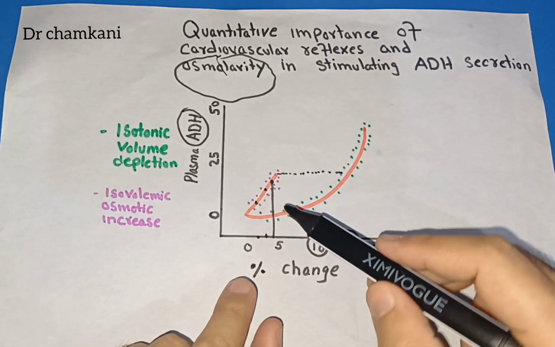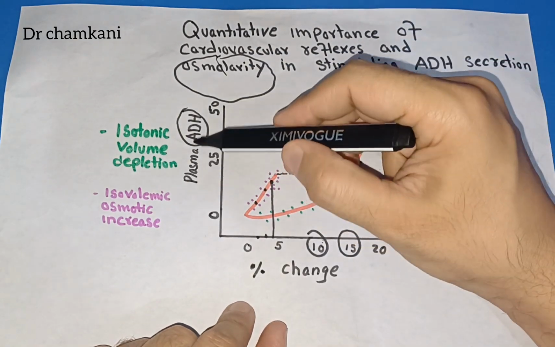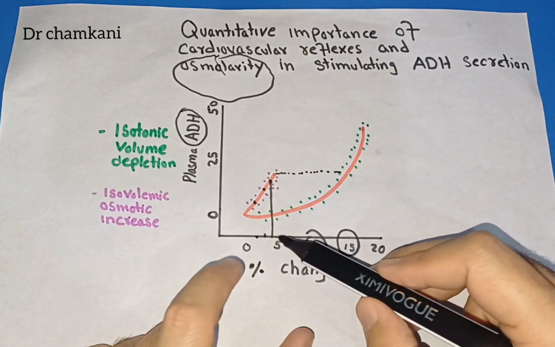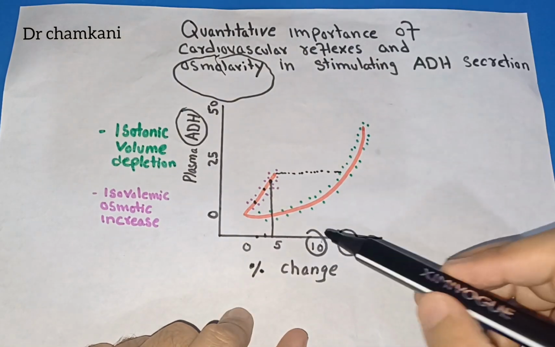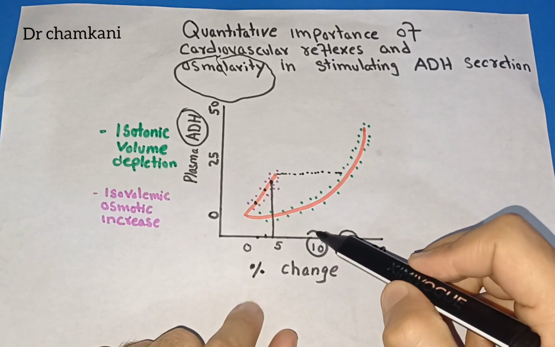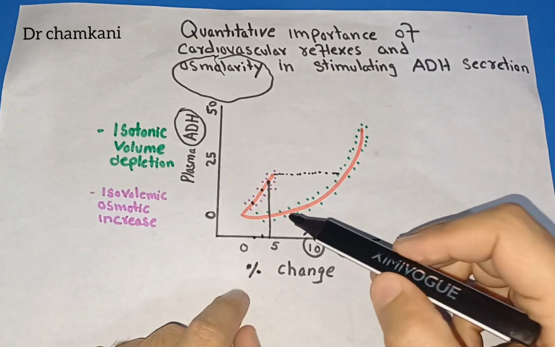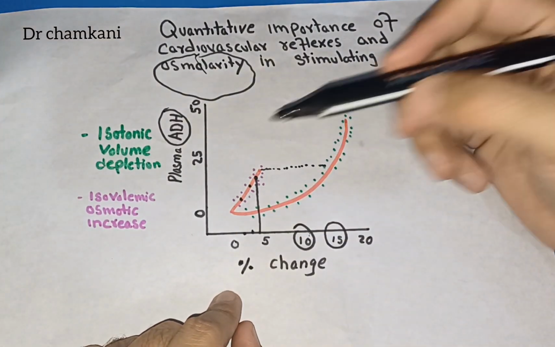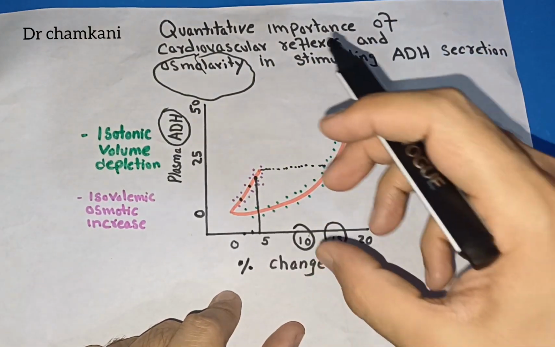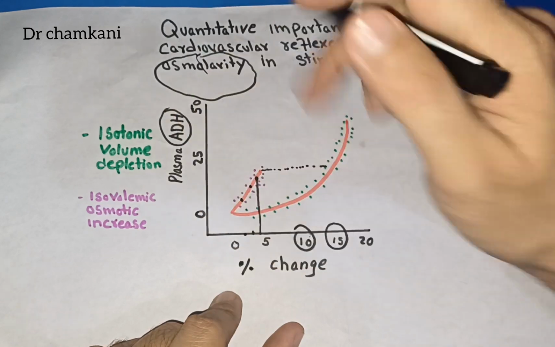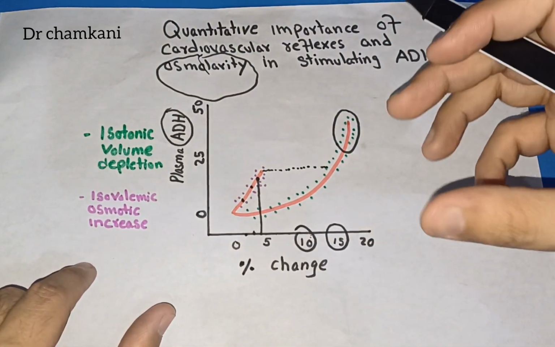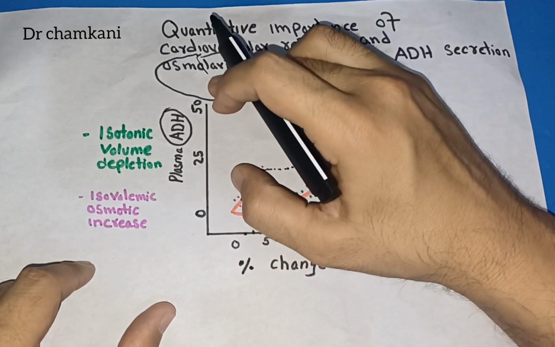Even a 1% change in osmolarity will lead to an increase in plasma antidiuretic hormone, and a change in volume, acting through cardiovascular reflexes, is initially not that effective; we need around a 10 to 15% change to bring an increase in plasma ADH. But once there is a big decrease in plasma volume, it enhances the stimulation of plasma ADH to a big level, and it increases antidiuretic hormone even higher than changes in osmolarity.